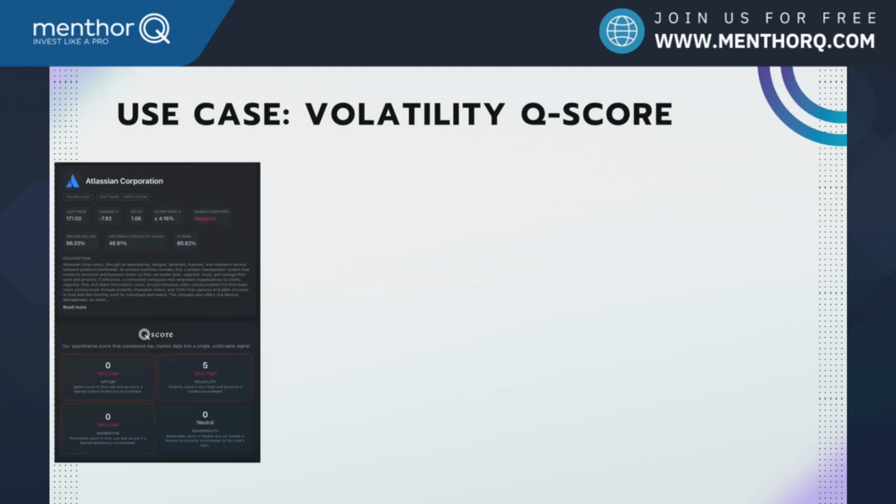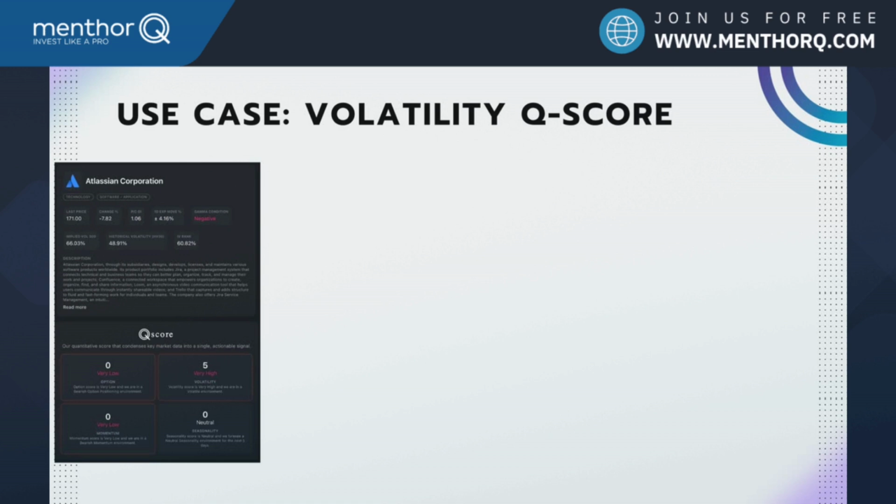So let's look at an example from last week. The ticker is TEAM, which is Atlassian Corporation. It's a technology company. And this stock came up in one of our screeners. We're going to go into the screener later in the presentation. But what we see is that the volatility Q score was very, very high. We had a 5 volatility Q score.